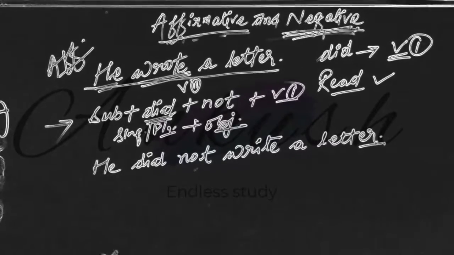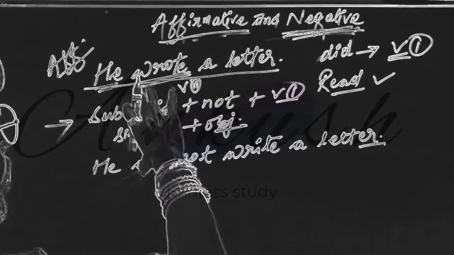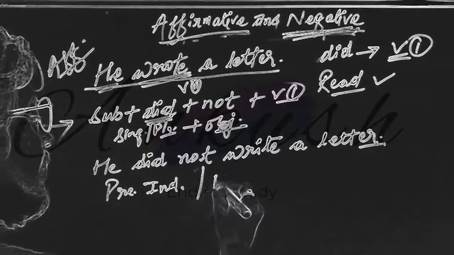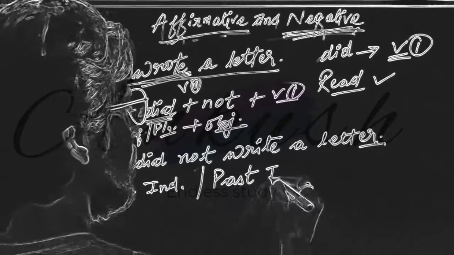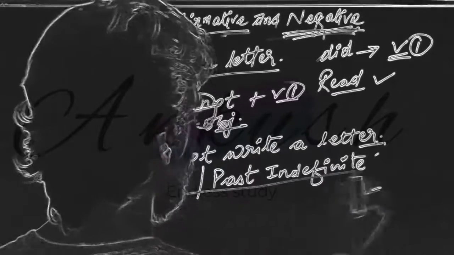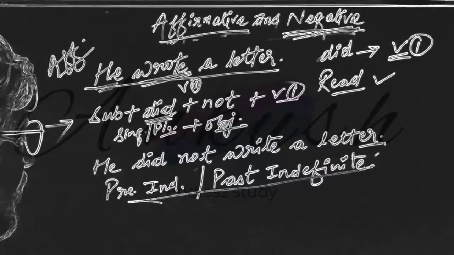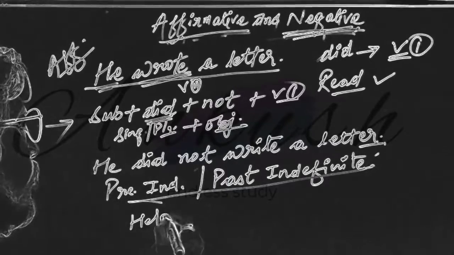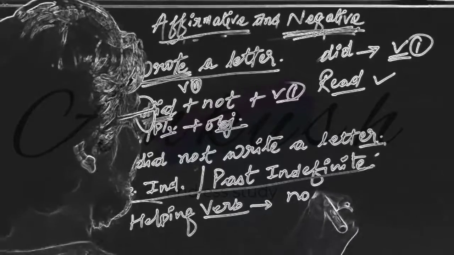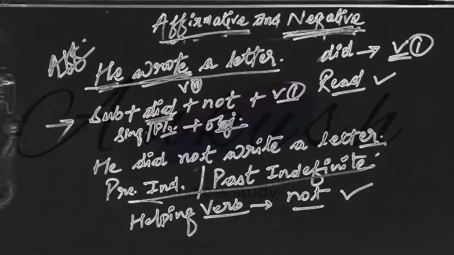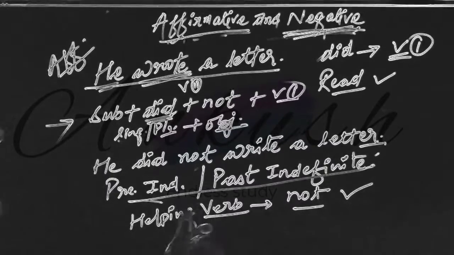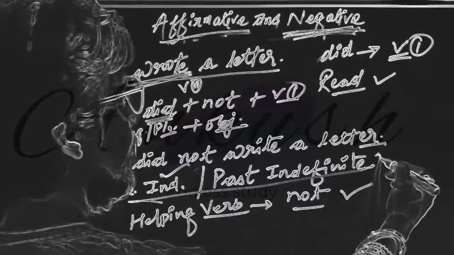If you don't have the helping verbs, you have to keep in your mind only two rules which I told regarding present indefinite and past indefinite. Because in all the other tenses, if you see the categories which are coming, they have helping verbs in them. So if a helping verb is there, you can simply add "not" and the sentence will get changed into negative. So you have to keep only two rules in your mind while making conversion, if the sentence is in present indefinite or past indefinite.